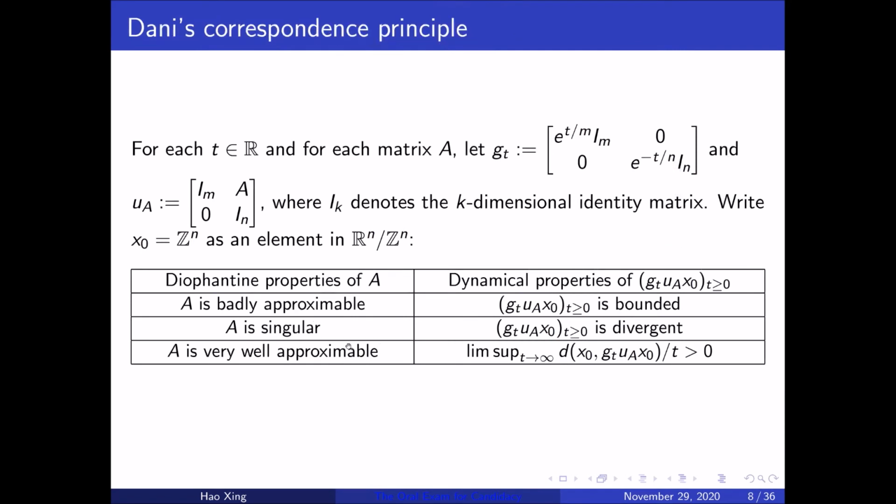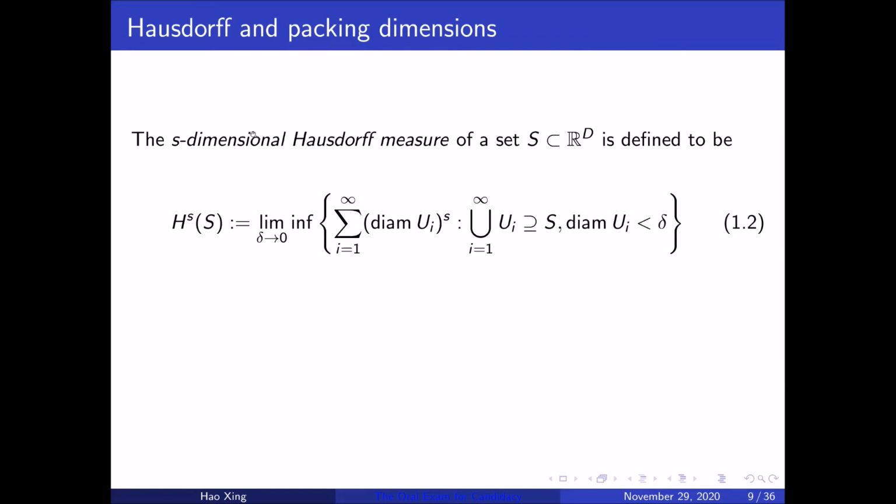It can be shown that those three types of matrices have measure 0. In order to give the size of those matrices a more precise description, we further need to discuss the Hausdorff and packing dimensions of those matrices. First of all, let us briefly recall the definition of the Hausdorff and packing dimensions. The Hausdorff dimension is defined through the Hausdorff measure.